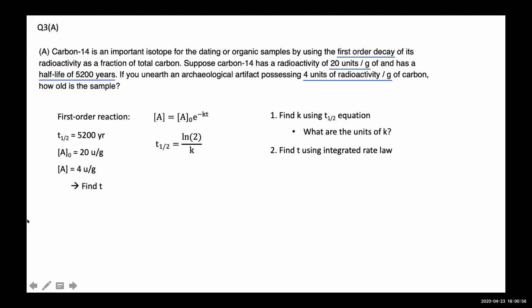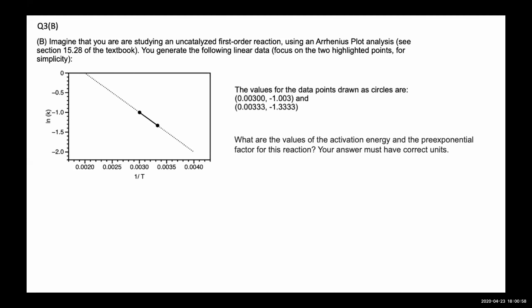Okay. So then moving on to part B. Imagine that you're studying an uncatalyzed first order reaction using an Arrhenius plot, and you have a line and 2 data points from that line. We're asked to calculate the activation energy and the pre-exponential factor for this reaction.